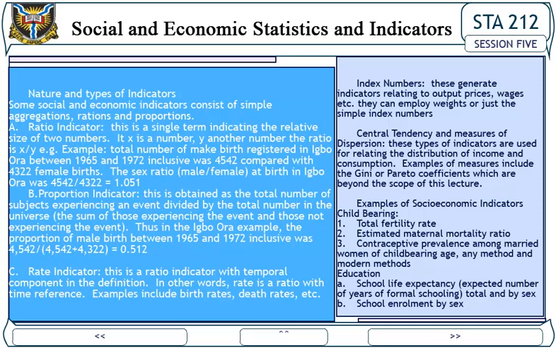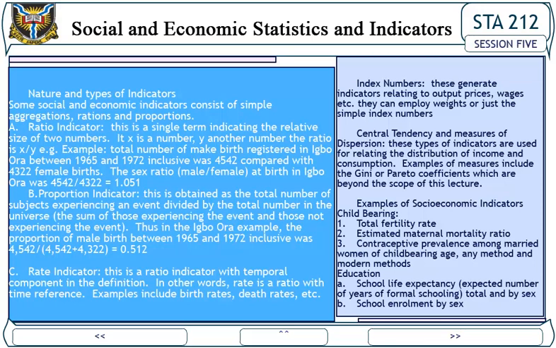B. Proportion indicator. This is obtained as the total number of subjects experiencing an event divided by the total number in the universe, the sum of those experiencing the event and those not experiencing the event. Thus, in the Igboora example, the proportion of male births between 1965 and 1972 inclusive was 4,542 divided by the bracket 4,542 plus 4,322, which is equal to 0.512. C. Rate indicator. This is a ratio indicator with a temporal component in the definition. In other words, a rate is a ratio with time reference. Examples include birth rates, death rates, etc.